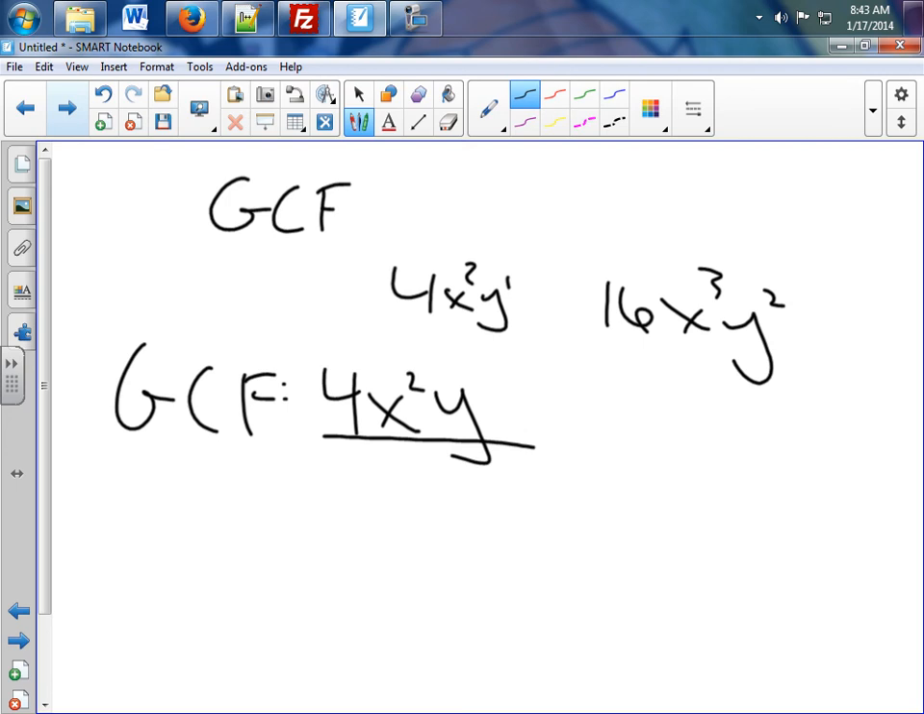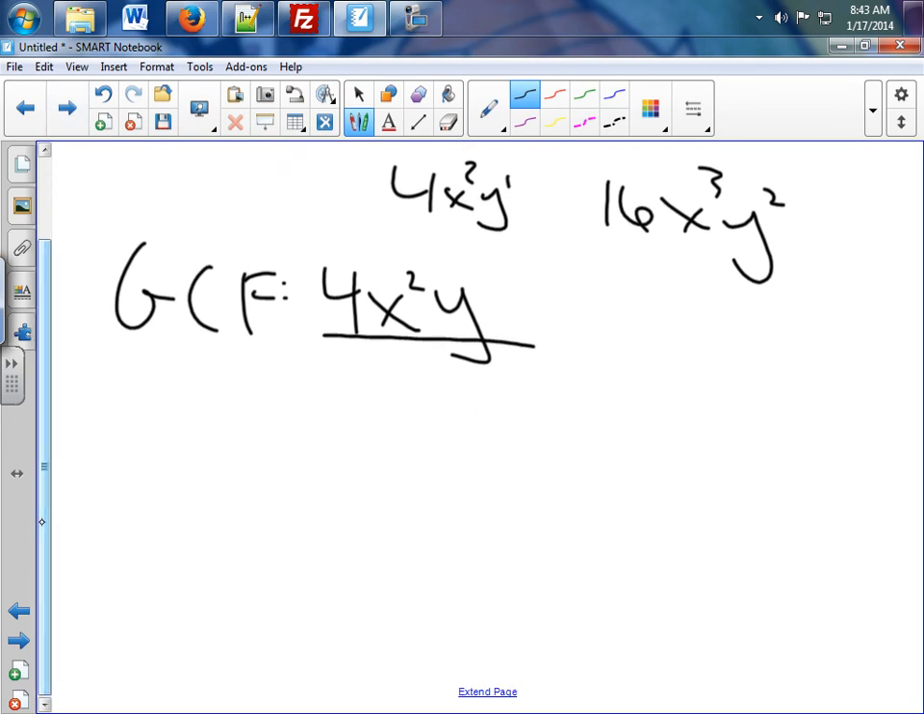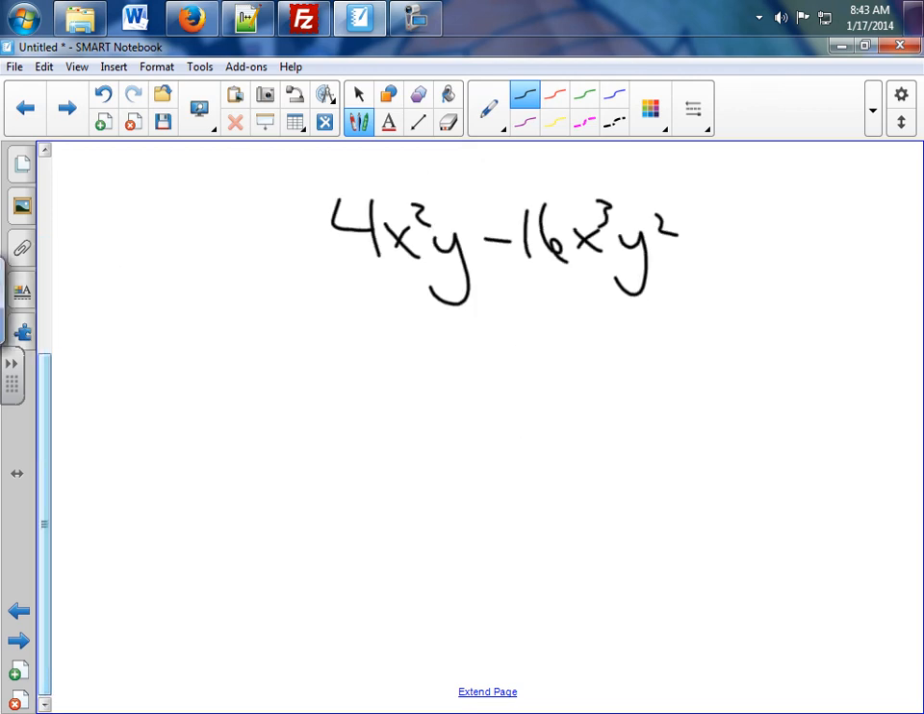Now the question is, how do we do that with factoring? Well, it's pretty easy because all I'm going to do is take 4x squared y minus 16x cubed y squared. And I'm going to give myself some more room there. And then I'll just say, factor the following. And all we're doing is doing the distributive property in reverse.